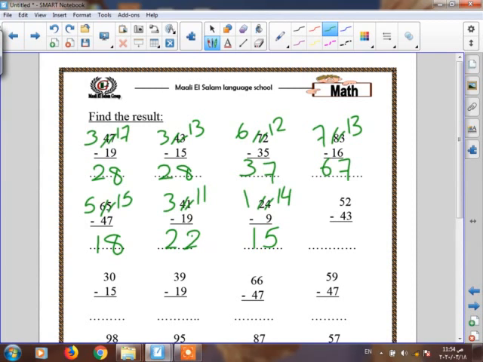52 minus 3, start from ones. 2 minus 3, no we can't. Borrow 1 from 5. 5 becomes 4 and 2 becomes 12. 12 minus 3, after 3: 4, 5, 6, 7, 8, 9, 10, 11, 12. How many? 9. After this, tens minus tens, 4 minus 4 equals 0. 0 on the left has no value.